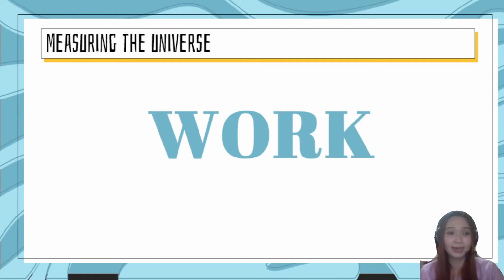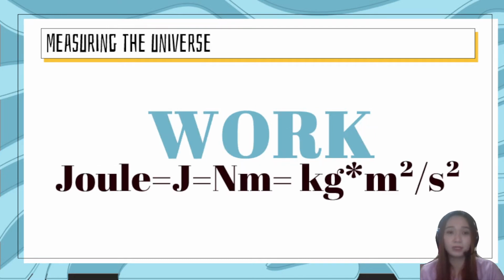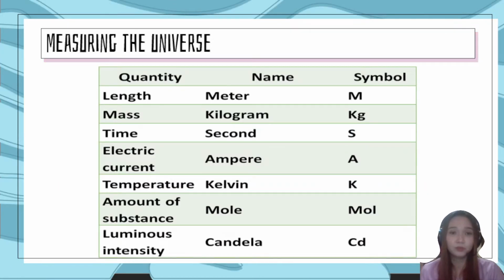Okay, and then last, we have work. Work is equals to joule, okay, capital letter J, or Newton meter. We can also use the unit for work, which is kilogram multiplied by meter squared over second squared. Okay, so those units were classified according to different kinds of physical quantities.